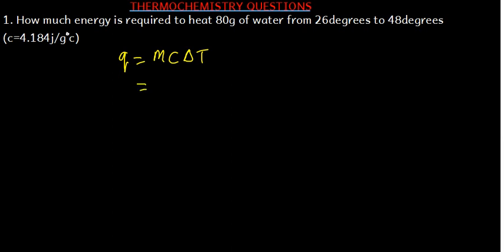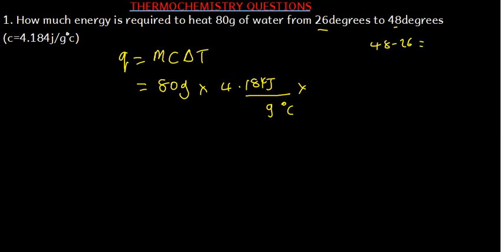We know the mass of water is 80 grams. I've decided to use 80 grams without converting to kg because the specific heat capacity has also been given in grams. Specific heat capacity has been given as 4.184 joules per gram per degree Celsius, multiplied by the change in temperature. It's going from 26 to 48, so the change is 48 minus 26, which is 22. So that is times 22 degrees Celsius.